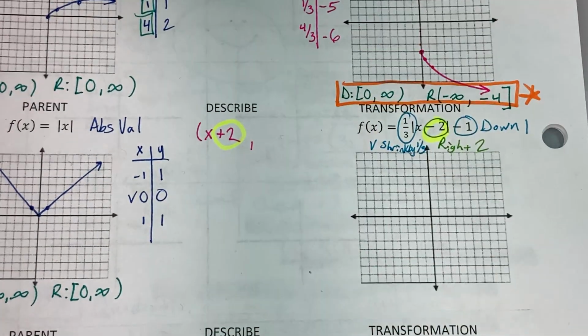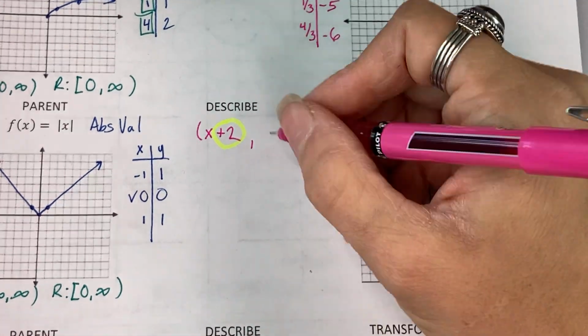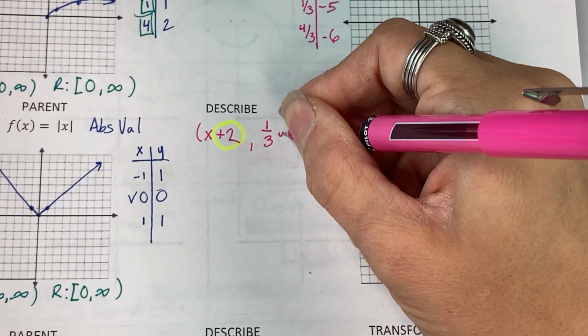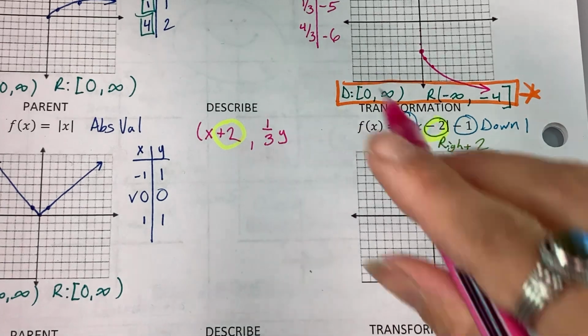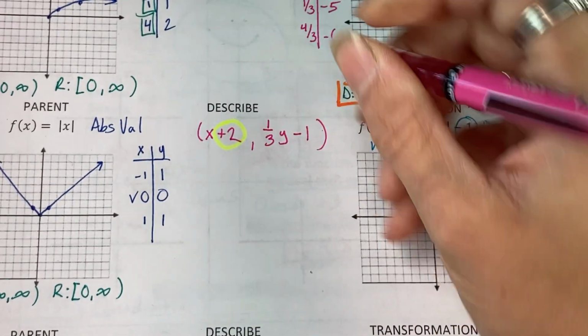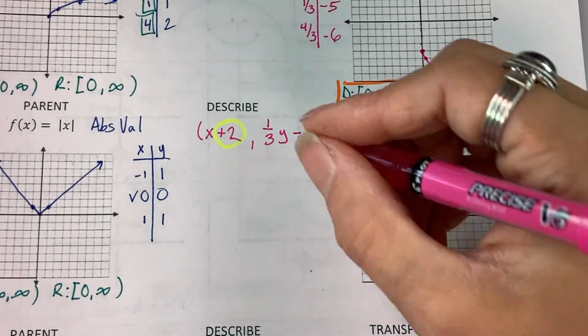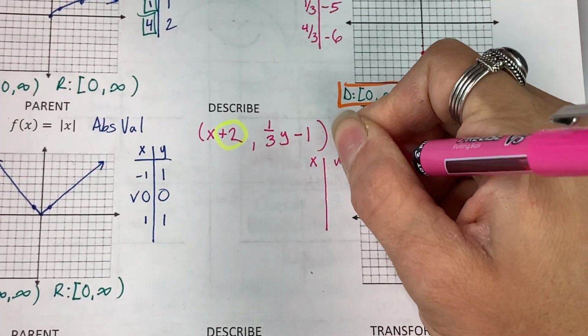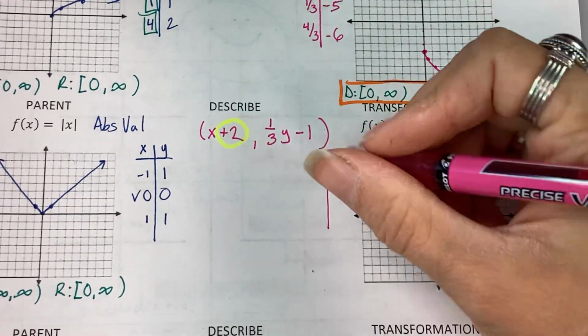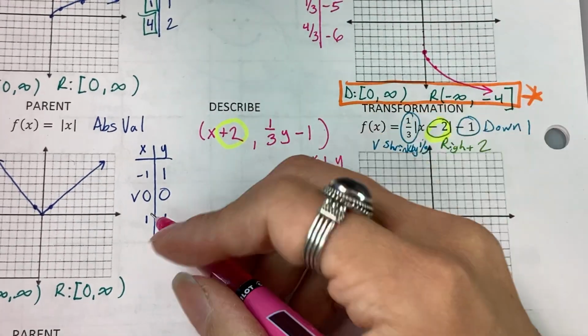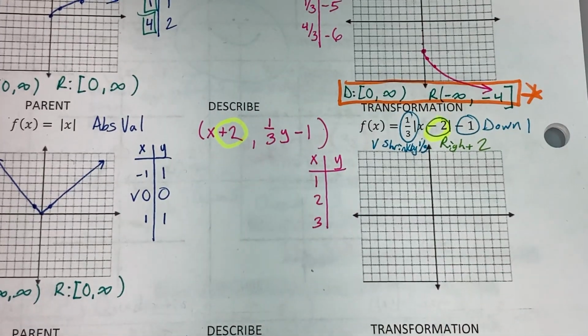Next, which of these are affecting our y values? The vertical shrink by a third. So we're going to multiply all of our y values by a third, and then moving down 1, we subtract 1. So again, those vertical transformations are always a little bit easier. So transforming our parent table, negative 1 plus 2 is 1, 0 plus 2 is 2, 1 plus 2 is 3. Those are our x values.